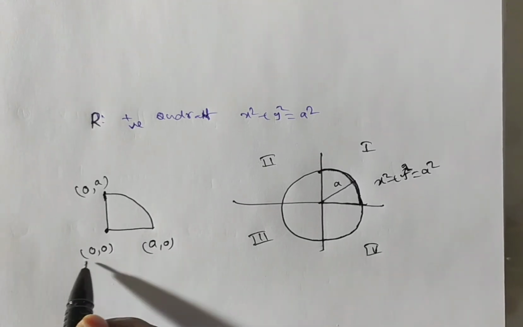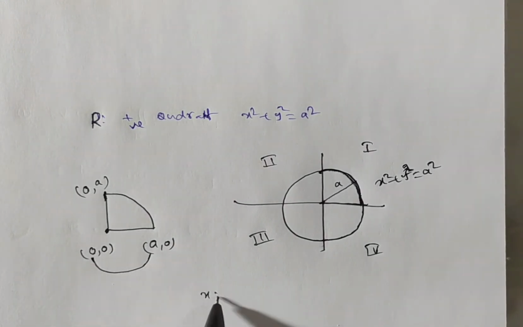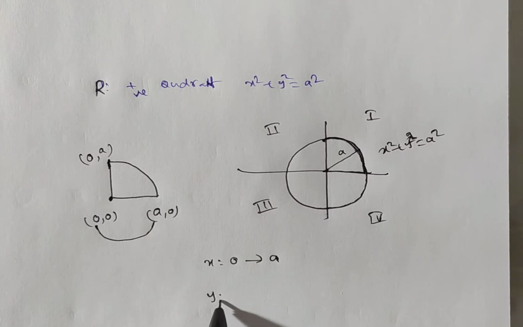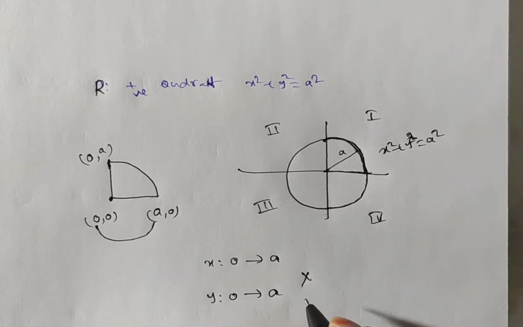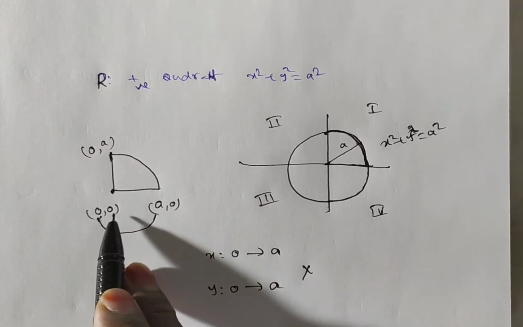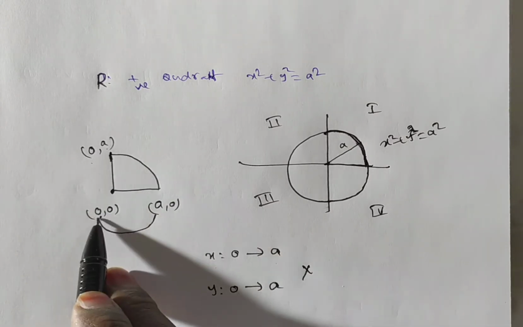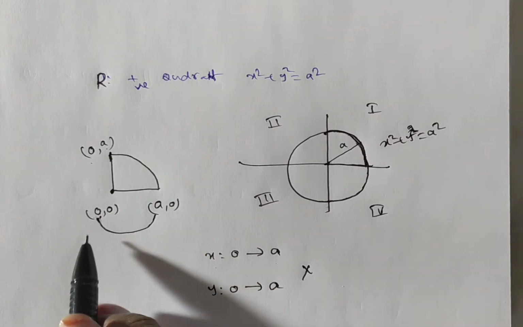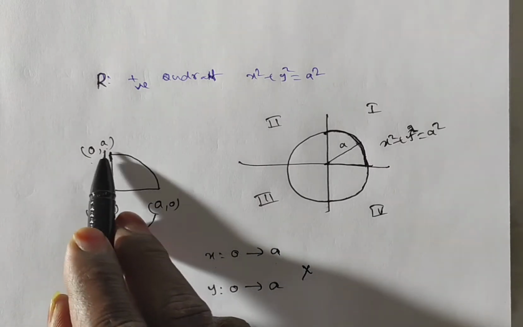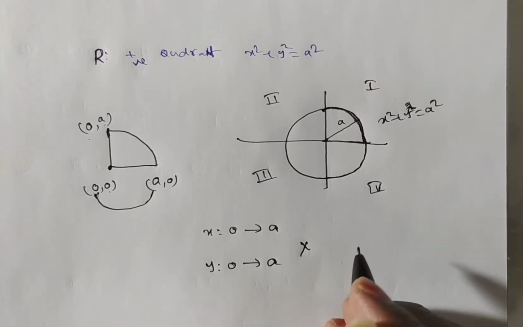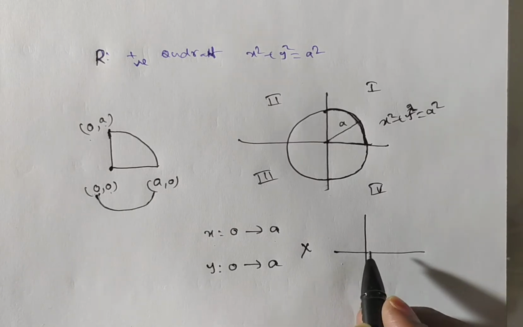In this case you observe x is moving from 0 to a, so the x limits are 0 to a. Next, suppose you take y also from 0 to a. If x is 0 to a and y is also 0 to a, then it is wrong. Why is it wrong? Here x is moving from 0 to a and y is 0, and from (0, 0) to (0, a), x is 0. So you think x from 0 to a and y from 0 to a is correct, but it is wrong. Why it is wrong, you observe: take the first quadrant in the xy plane.